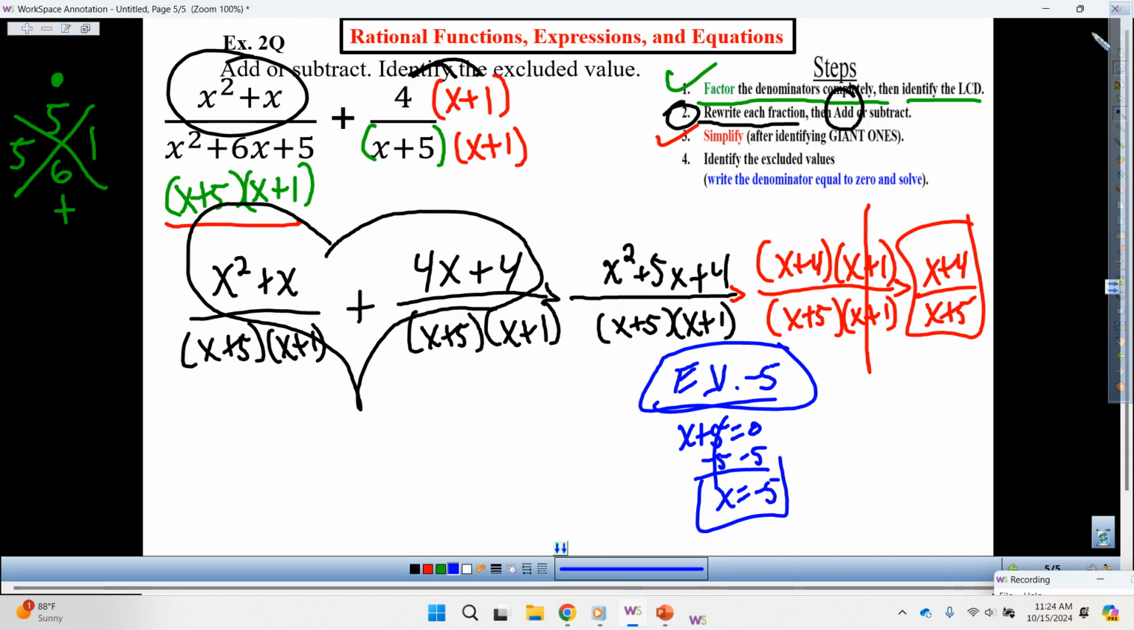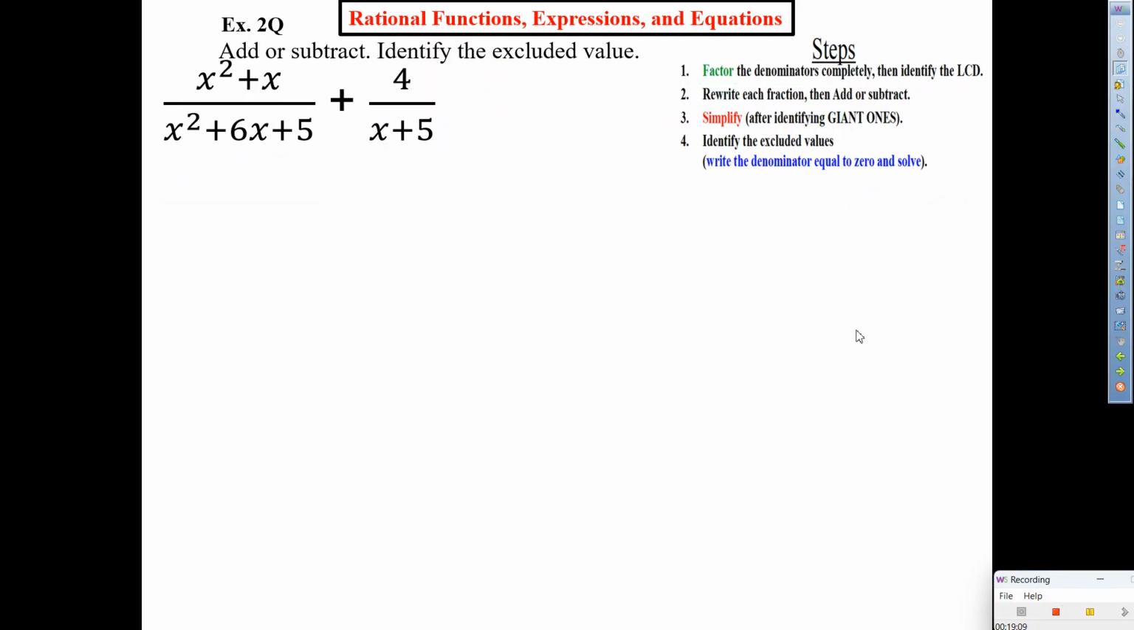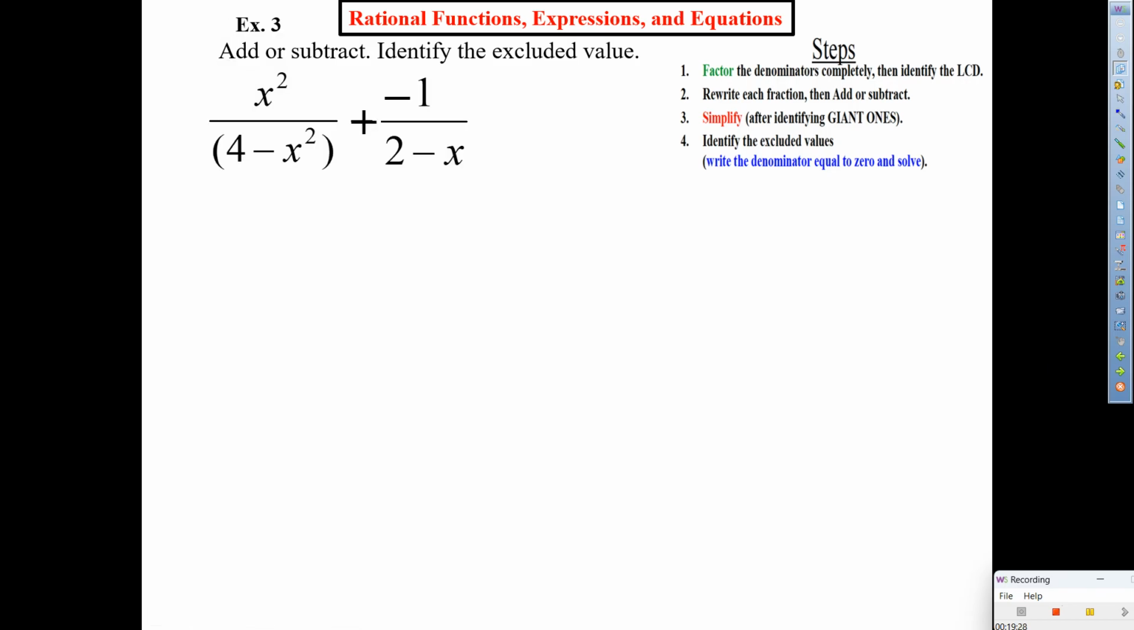All right. Shall we continue? Yes. All right. Make sure you send that in, please. Copy this one. Example number 3. x squared over 4 minus x squared plus negative x over 2 minus x. Send that to your screen.